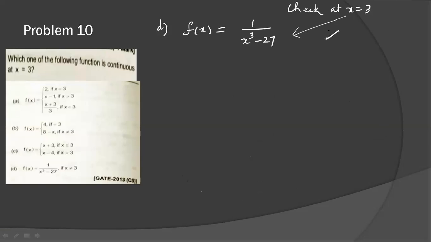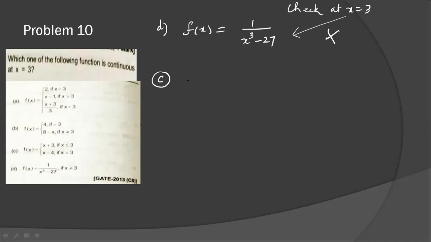The next question: which of the following functions is continuous at x equal to 3? Okay, I am solving from the D part. fx is 1 upon x cube minus 27. You check at x equal to 3. At x equal to 3, the function is not defined, so it cannot be continuous, because the denominator must not vanish in the case of a rational function. At x equal to 3, the function is tending to infinity, so the function is not continuous here.